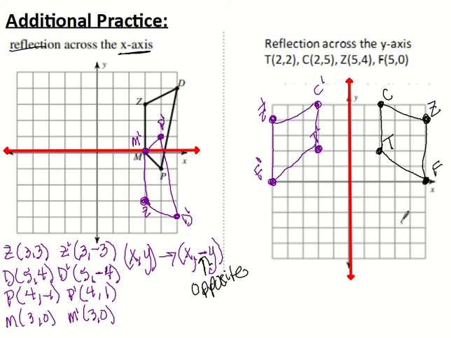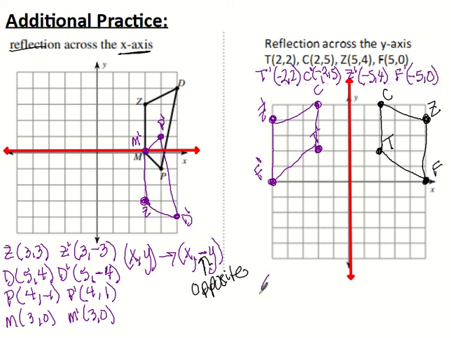And see, my shape is the same. It's just been flipped. So if we list T prime, it's now at -2, 2. And if I go to C prime, it's at -2, but still 5. If I look at Z prime, it's at -5, 4. And if I look at F prime, it is at -5, 0.